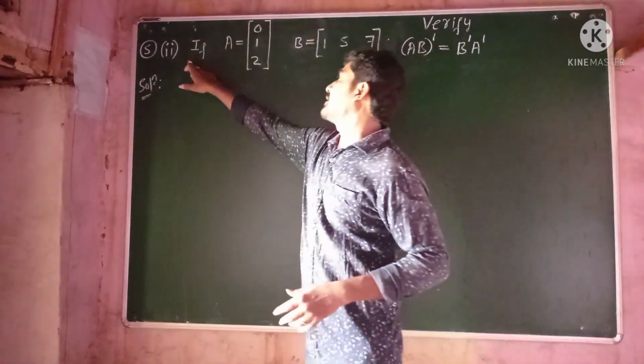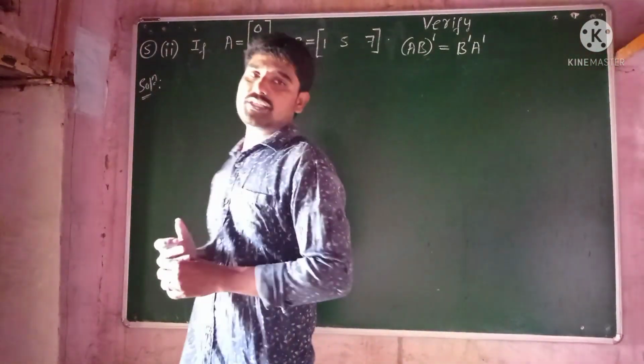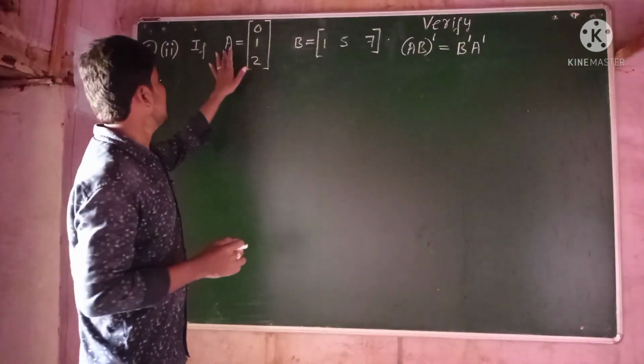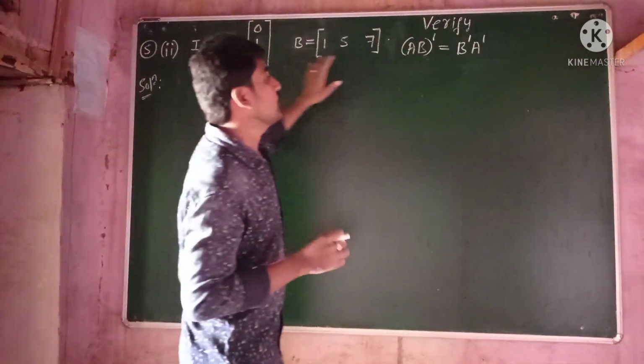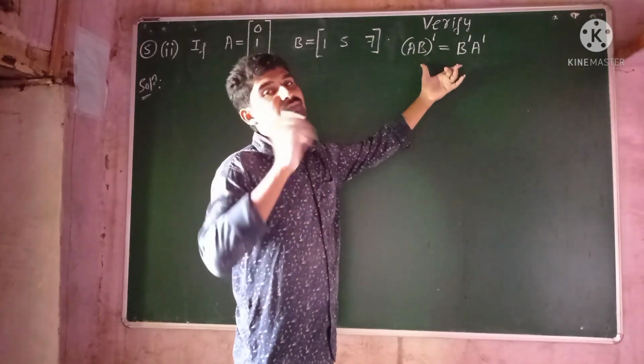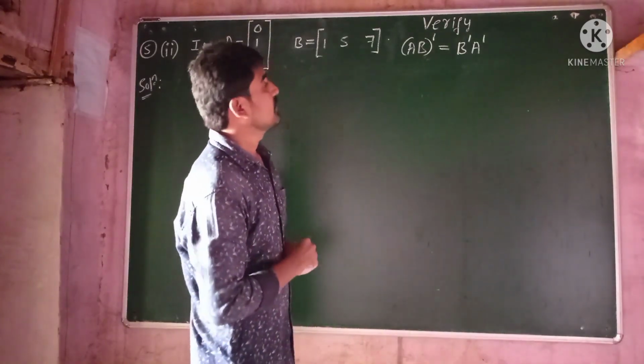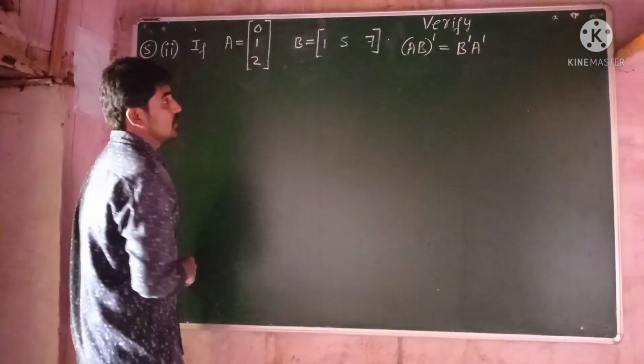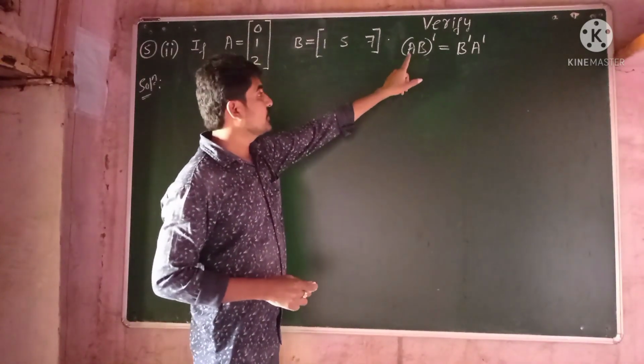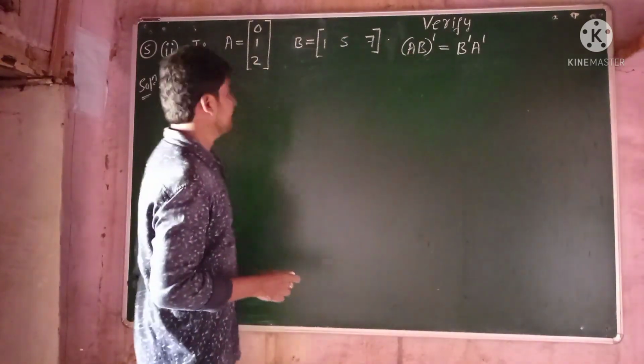Now the second one in the fifth question. Here also he has given the two matrices A and B, and we need to verify the same equation which is verified in the first question. So let's start the solution. To verify this equation, first we need to find the matrix AB.